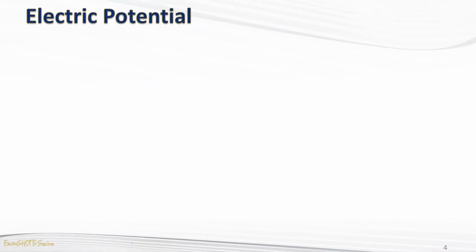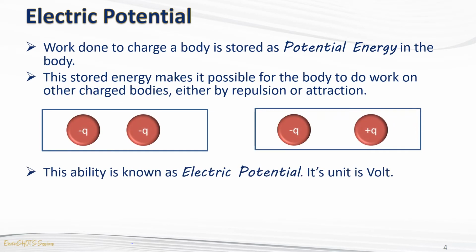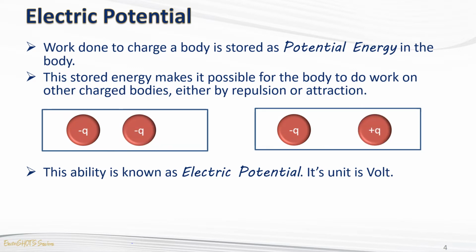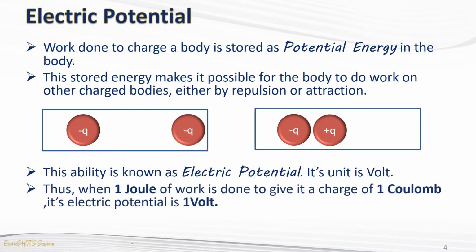So from our early learning in physics, we know about the concept of potential energy and kinetic energy. If a body is charged, then the work done to charge the body is stored as potential energy in it. This stored energy makes it possible for the body to do work on other charged bodies, either by repulsion or attraction. This ability is known as electric potential and its unit is volt. Thus, when 1 joule of work is done to give it a charge of 1 coulomb, its electric potential is 1 volt.